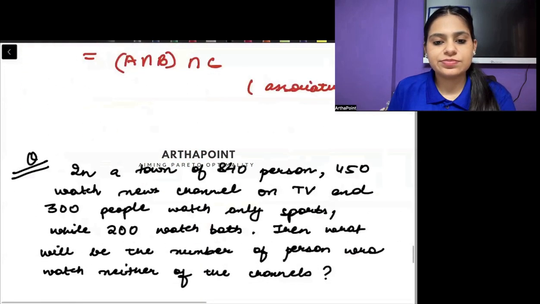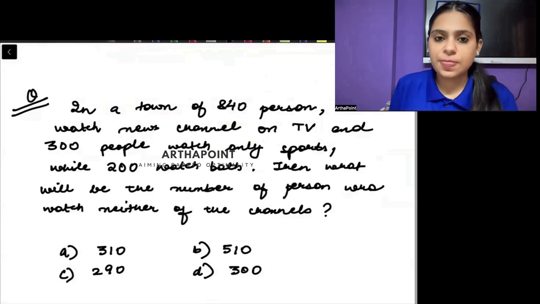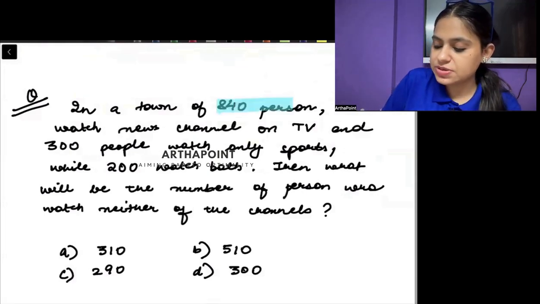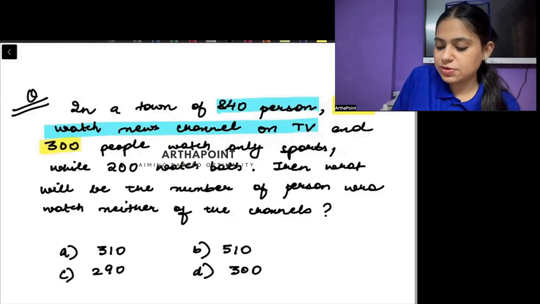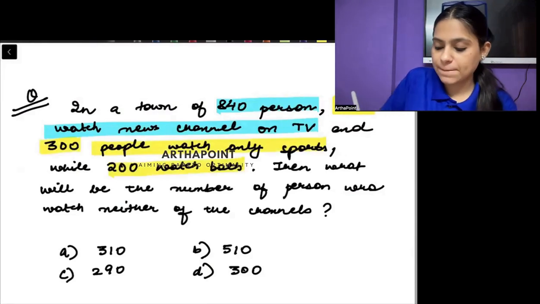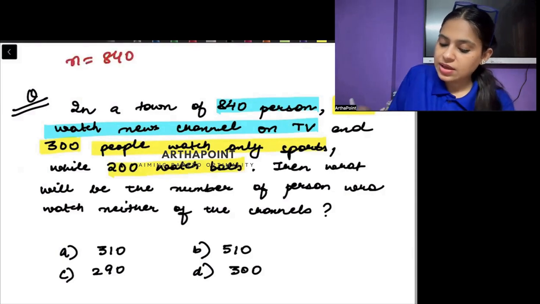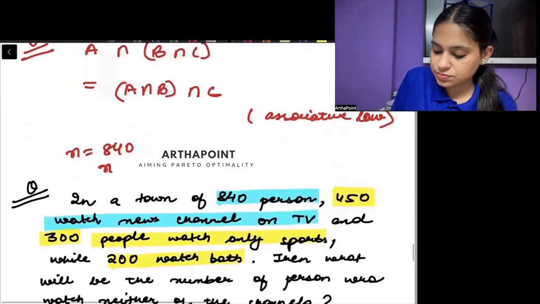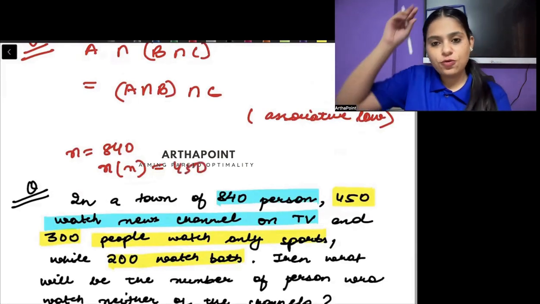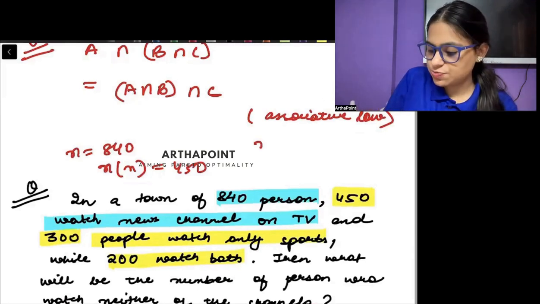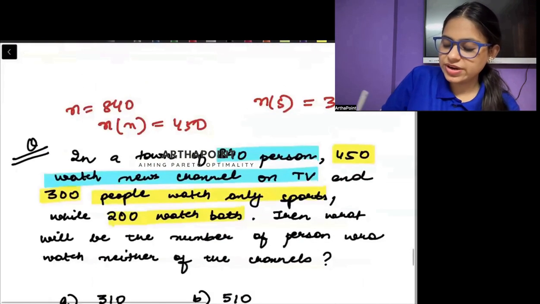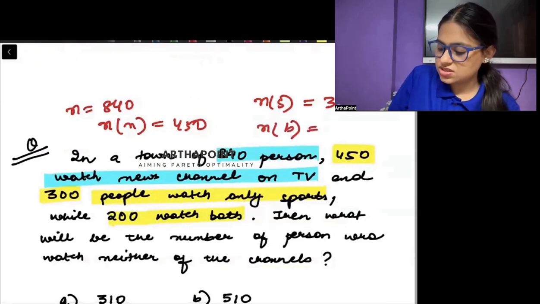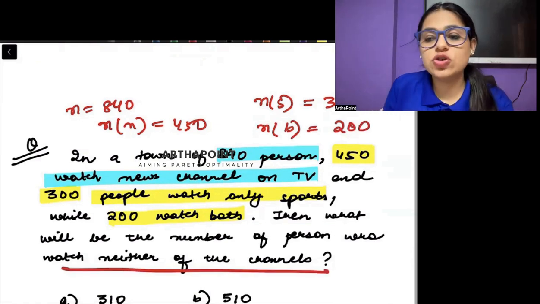Okay, beta. Read this question. It says, in a town of 840 persons, 450 watch news channel on TV and 300 people watch only sports, 200 watch both. Okay, so total number is 840 and news channel is 450, sports is 300. Right? And both is 200. So you need to find which of them watch neither.